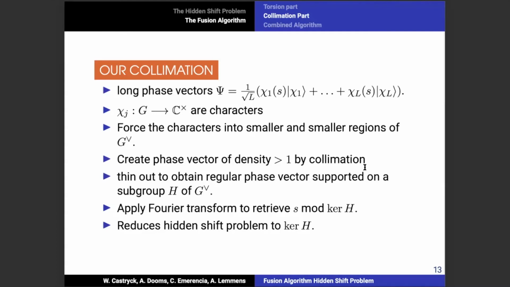If H is very large, then we have to do one extra step. We tensor multiple highly regular phase vectors together to obtain one that is large enough to fill the whole subgroup H, and then do a Fourier transform. Once we know the hidden shift modulo the kernel of H, we can reduce to the hidden shift problem in the kernel of H.